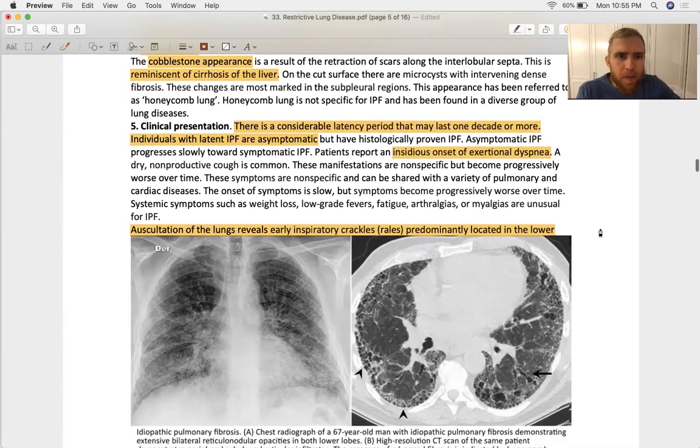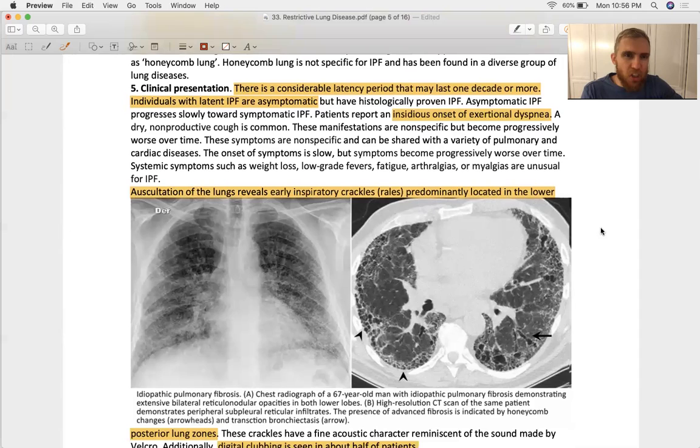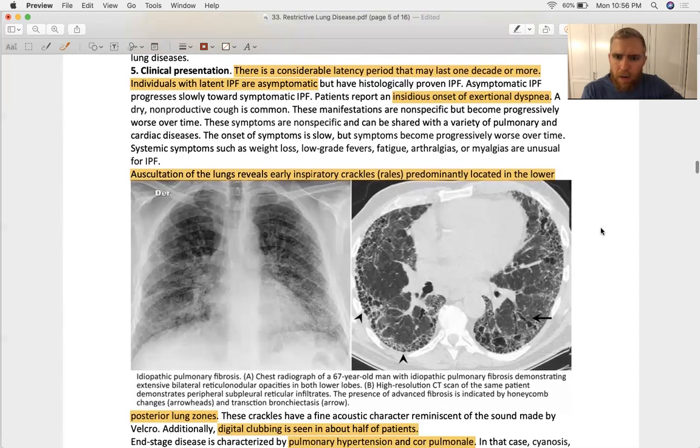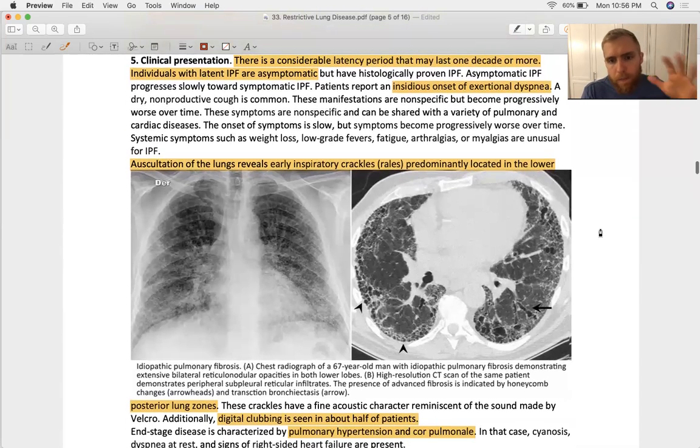Honeycomb lung is a non-specific finding, but it at least gives you a clue for what's going on. When you see it, again, you're thinking it's something kind of general. And you're going to also understand that it's a restrictive pathology too, right? So that's going to maybe alter your treatment a little bit. There is a considerable latency period that may last 1 decade or more. So this is a slow presentation, similar again to obstructive disease, chronic disease.